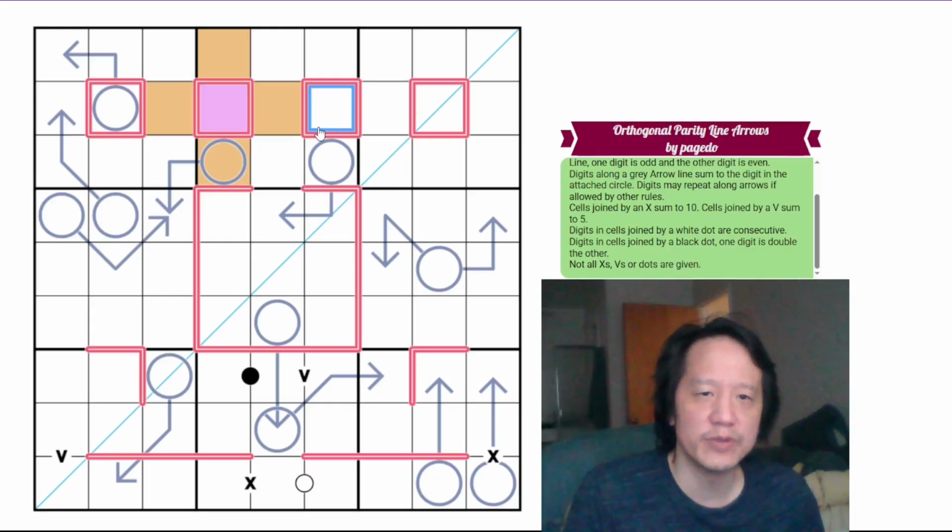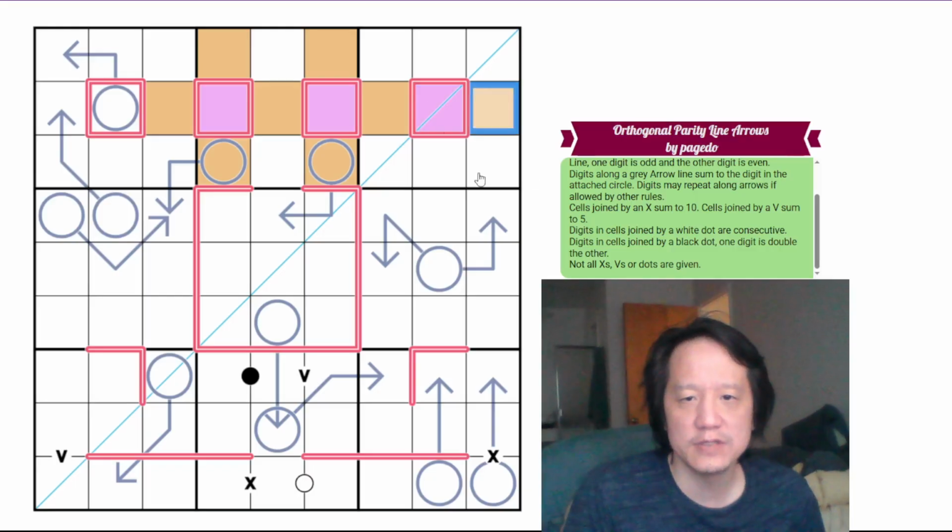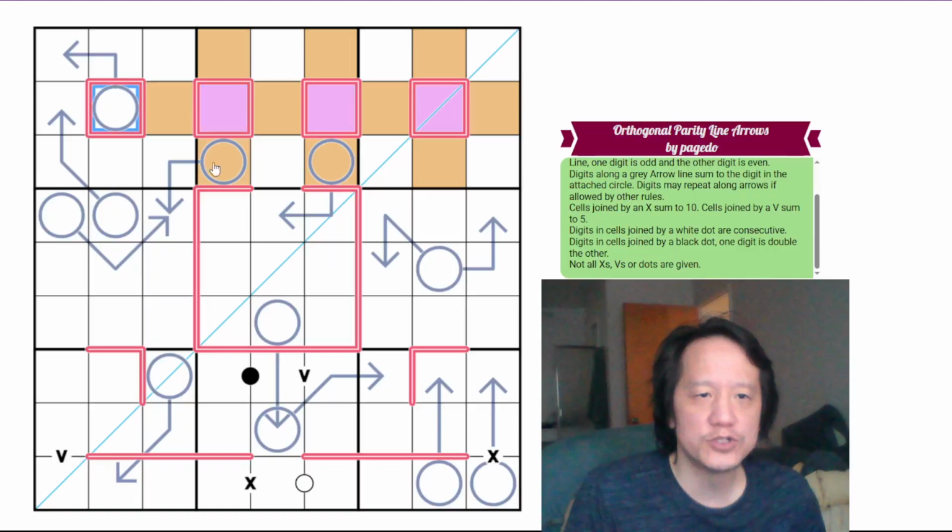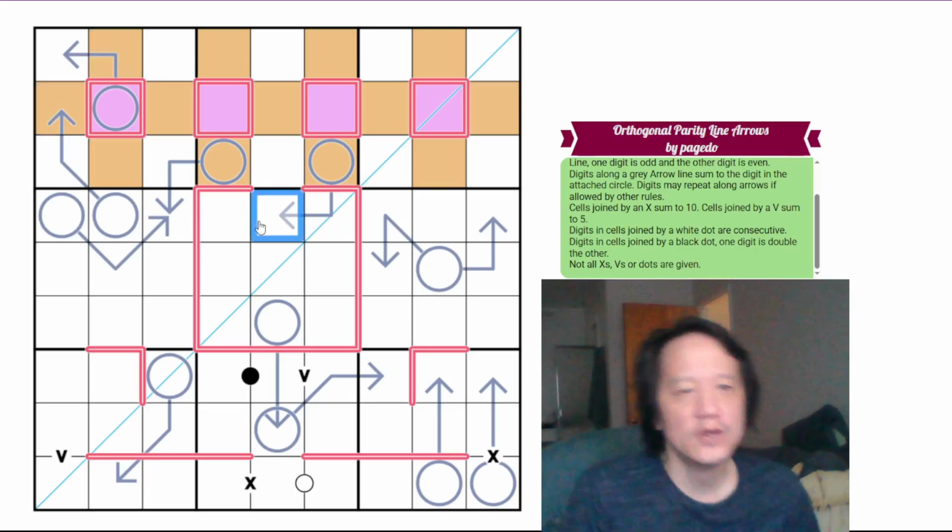That means this can't be orange, right? Because there's a parity line between them. So this must be pink, which forces these to be orange. That means this is pink also, because this is orange, because these two must have different parities. So this is pink, that makes these orange. And this orange means this has to be pink, which makes these orange.